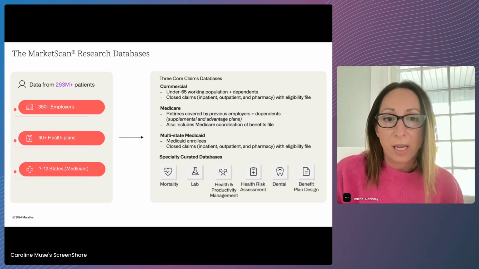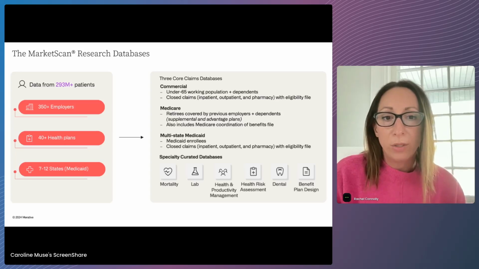The family of MarketScan research databases together offer insight across multiple players, so you can analyze commercial, Medicare, and Medicaid populations, and through our unique sourcing and pulling information from self-insured employers, we can get deep into the details of actual cost, we can help analyze clinical outcomes, employee productivity impacts, and much more.